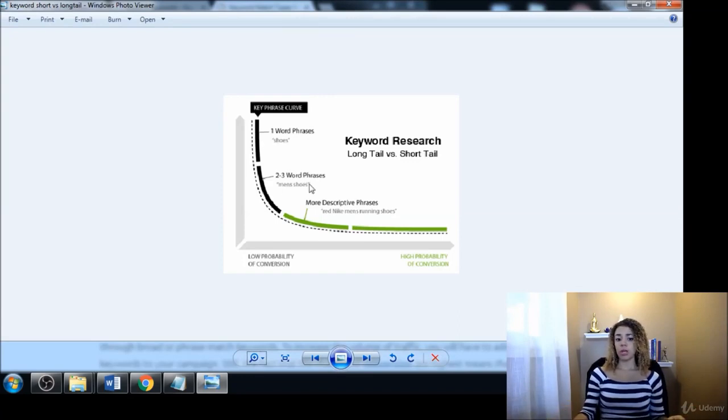Now, something that would be a long tail keyword would be something like red Nike men's running shoes. That's very specific. We know exactly what they want. We even know the color that they're looking for. So that's super duper targeted. Now, of course, the word shoes is going to get way more searches than red Nike men's running shoes.